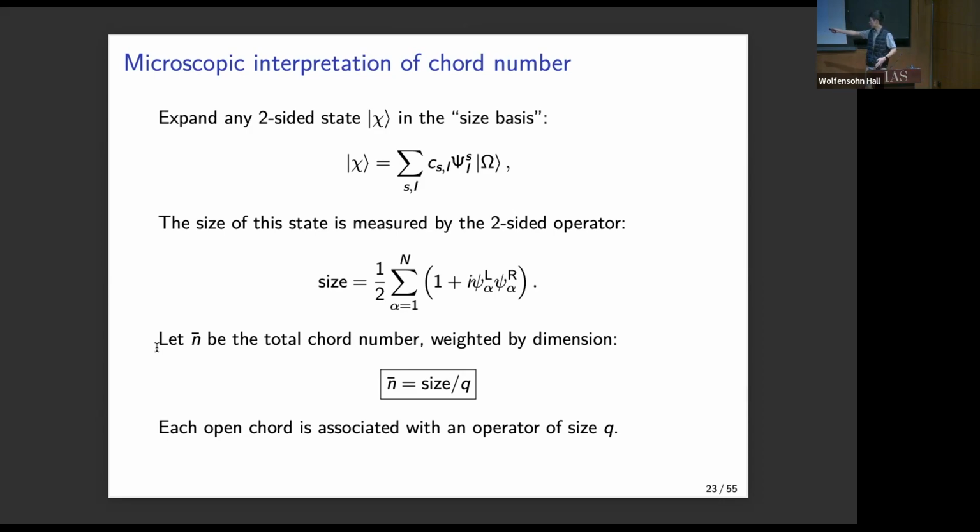And it's a very simple exercise to check that using this definition and the chord rules, the size operator is actually given by n bar, so the total chord number, up to this factor of q. And this simply says that each of those open chords that we were cutting is an operator of size q, which of course makes sense, right? These individual operators are just Hamiltonians, and they are a product of a few fermions. So it makes sense that you have this equation.